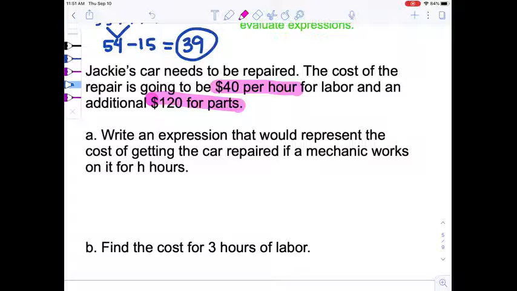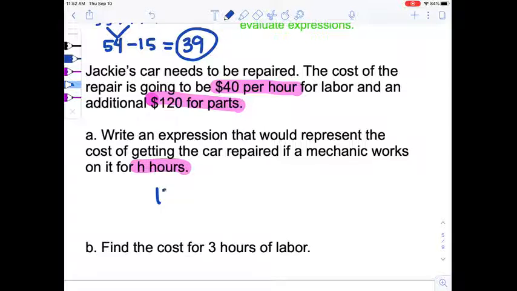So Jackie's going to bring her car in. She has to pay $120 for parts, and then she's going to pay $40 for every hour that it takes them to work on the car. So it says, write an expression that would represent the cost of getting the car repaired if a mechanic works on it for H hours. So H is going to be our variable.